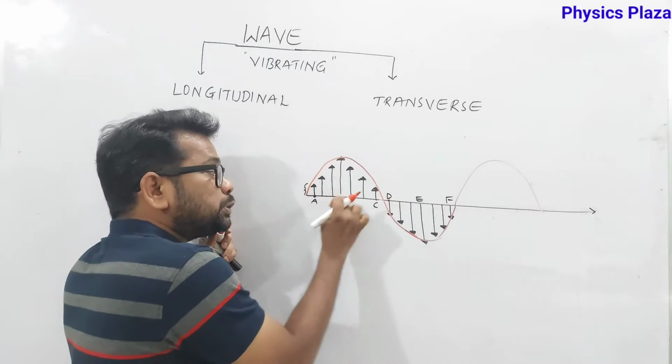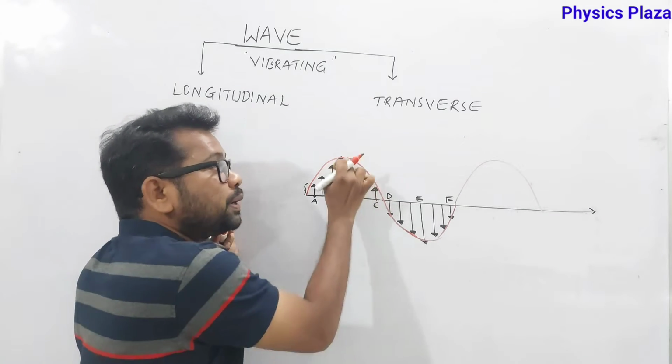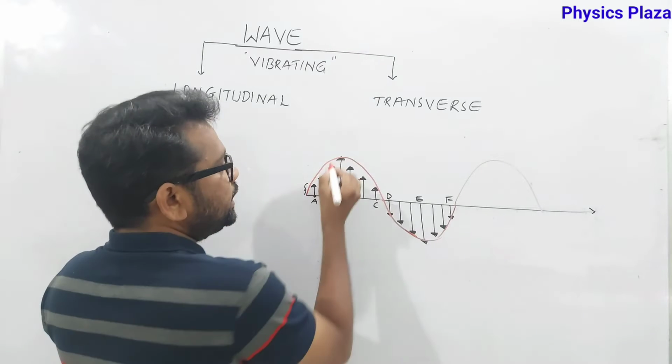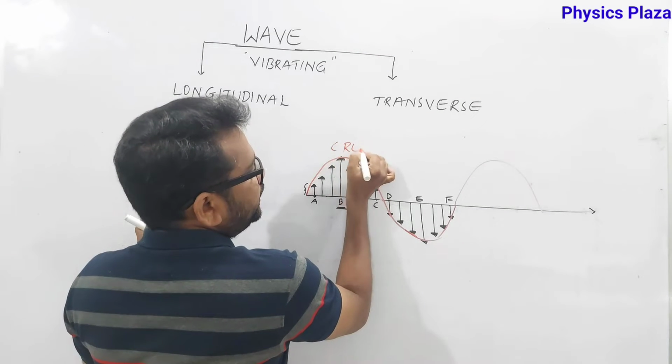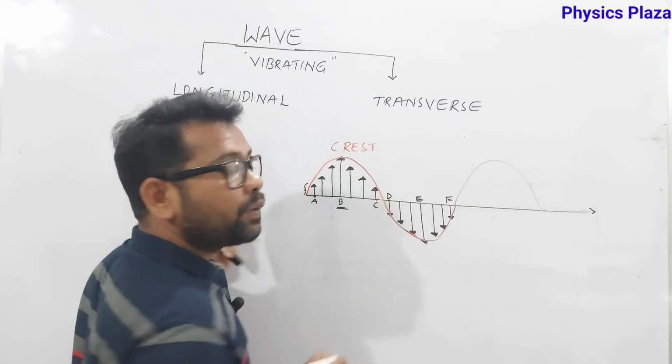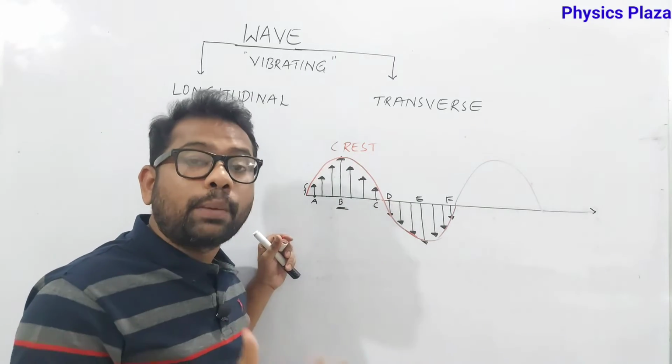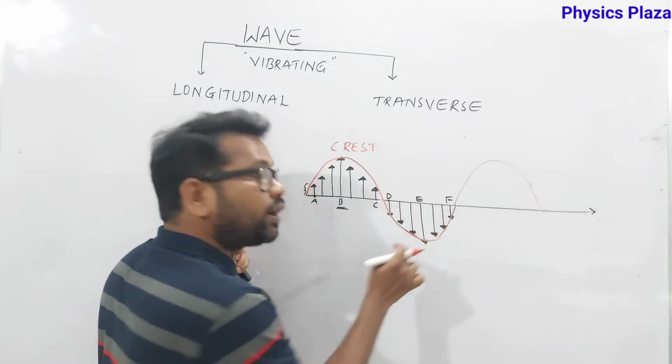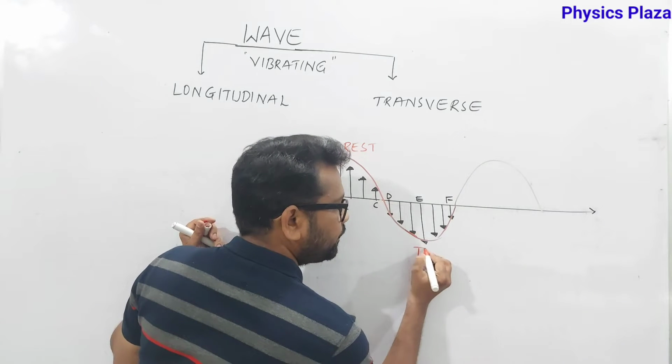So children, the position of maximum displacement in the upward direction is called the crest. Very important. Whereas the position of maximum displacement in the downward direction is called the trough.